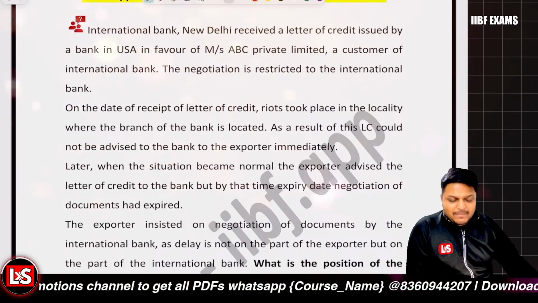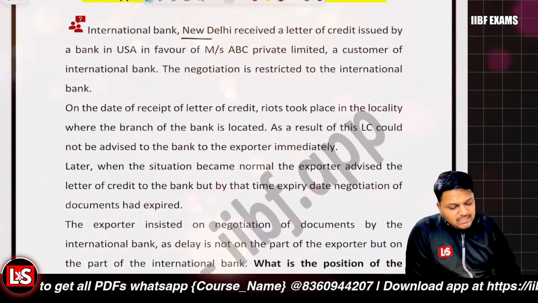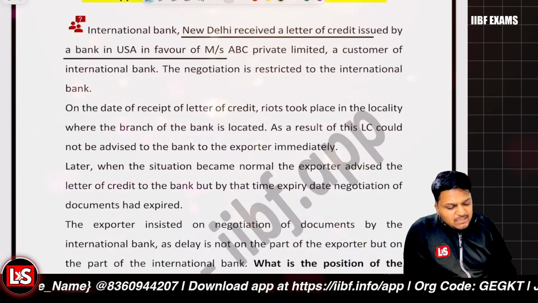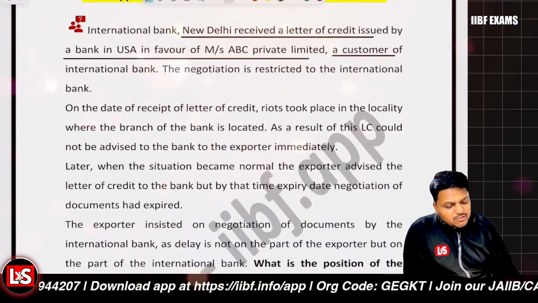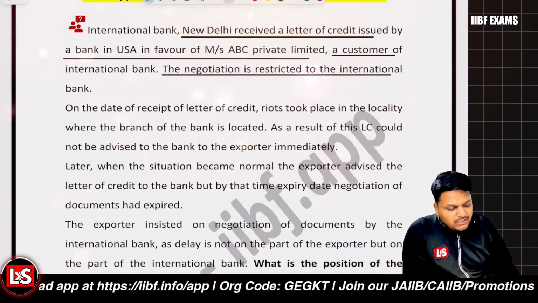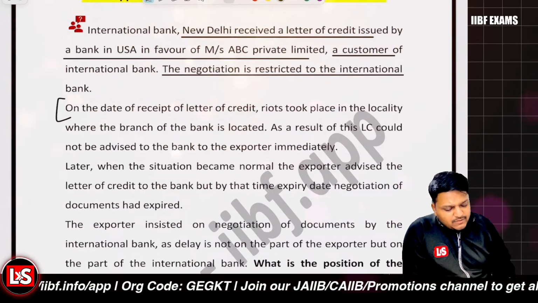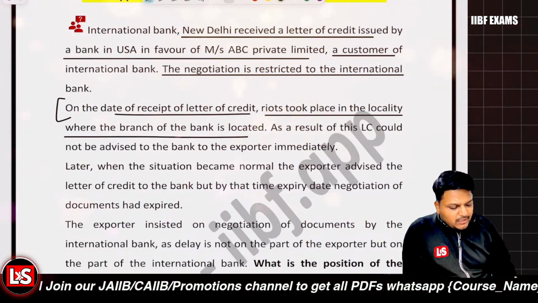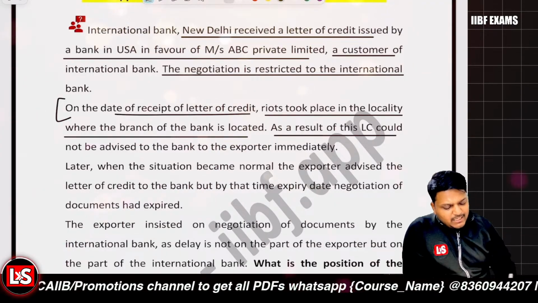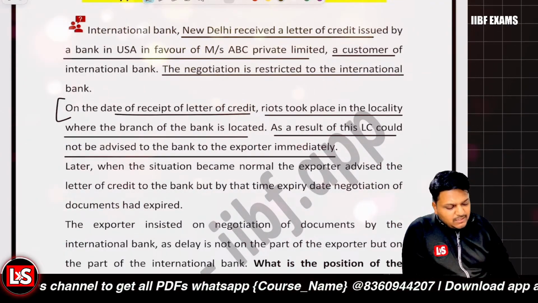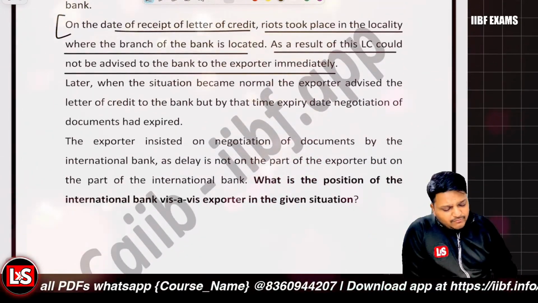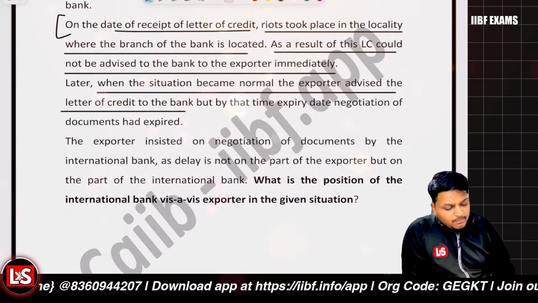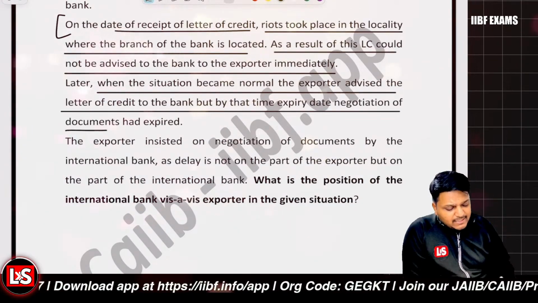It says International Bank, New Delhi, received a letter of credit issued by a bank in USA in favor of Messrs. ABC Private Limited, a customer of the International Bank. The negotiation is restricted to the International Bank. On the date of receipt of the letter of credit, riots took place in the locality where the branch of the bank is located. As a result, the LC could not be advised to the exporter immediately. Later, when the situation became normal, the exporter was advised of the letter of credit, but the expiry date for negotiating the documents had expired.